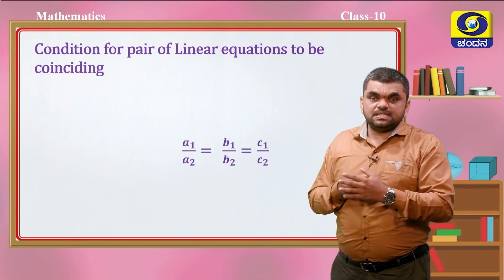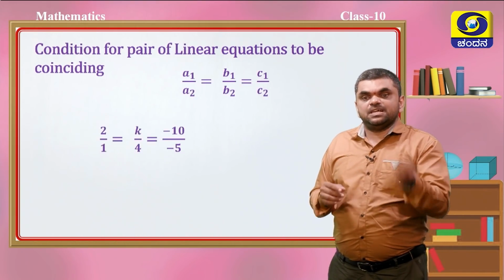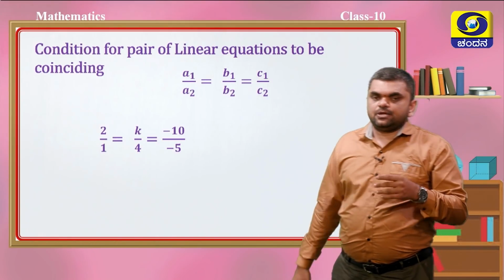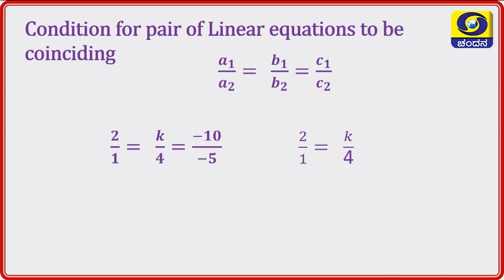Let us consider the condition: a1 by a2 is equal to b1 by b2, which must be equal to c1 by c2. 2 by 1 is equal to k by 4 is equal to minus 10 by minus 5. Let us consider only two of these, that is 2 by 1 is equal to k by 4. On cross multiplication, we get k is equal to 4 into 2, that is 8. Here the answer is 8, which is also option D.